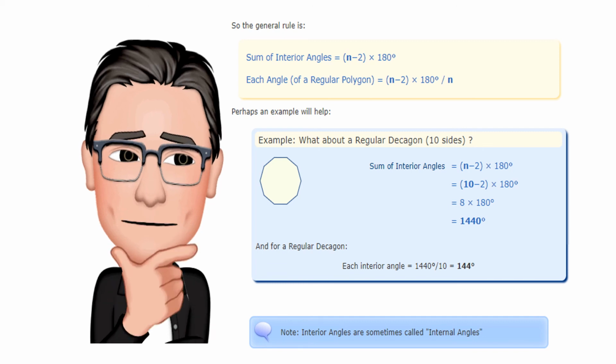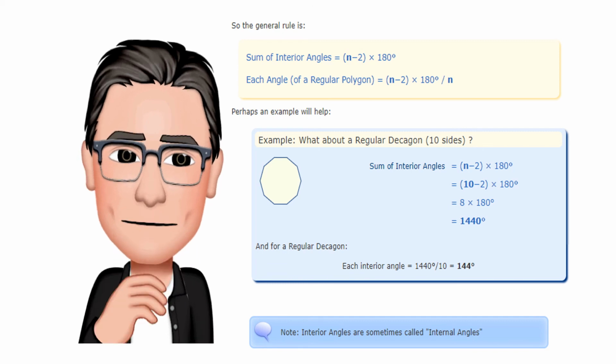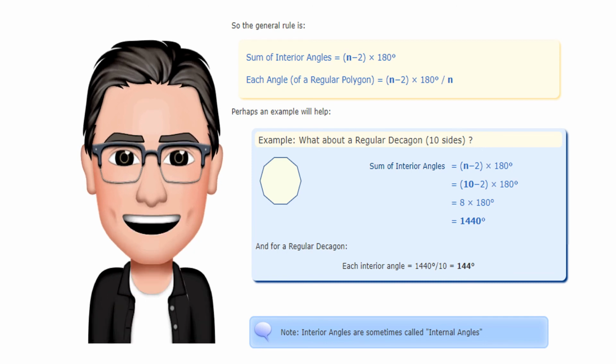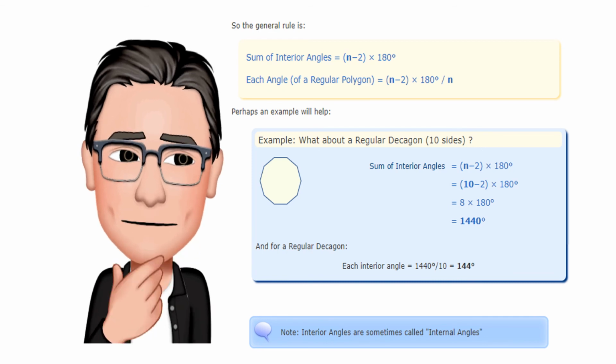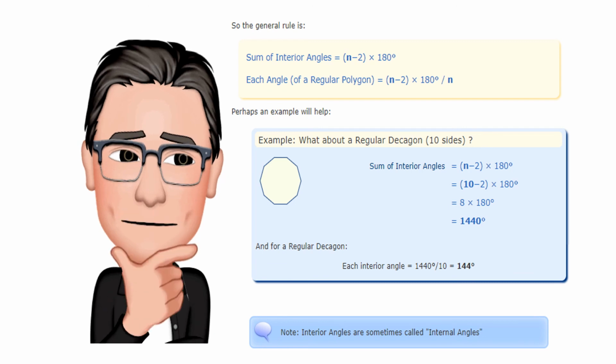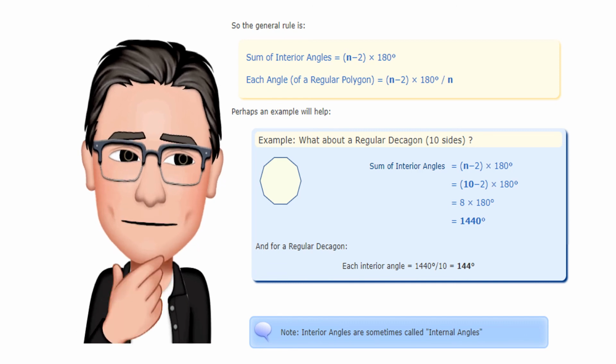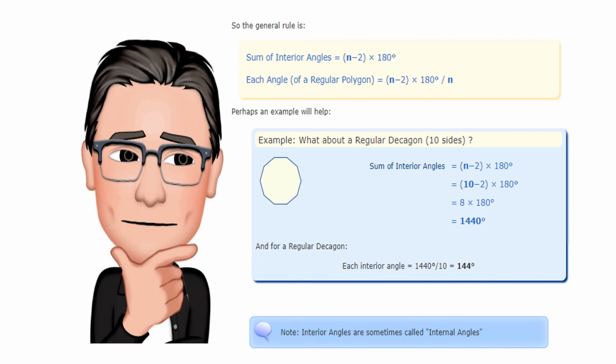Example: what about a regular decagon, 10 sides? Sum of interior angles equals n minus 2, times 180 degrees, equals 10 minus 2, times 180 degrees, equals 8 times 180 degrees, equals 1440 degrees. And for a regular decagon, each interior angle equals 1440 degrees divided by 10 equals 144 degrees. Note, interior angles are sometimes called internal angles.